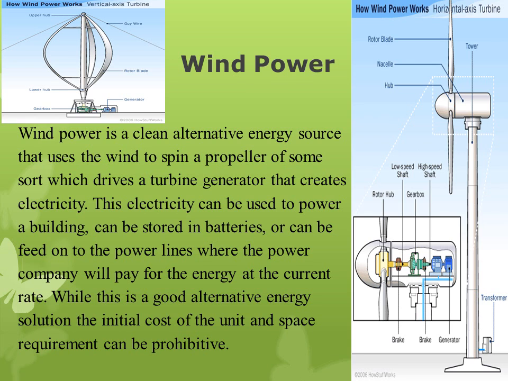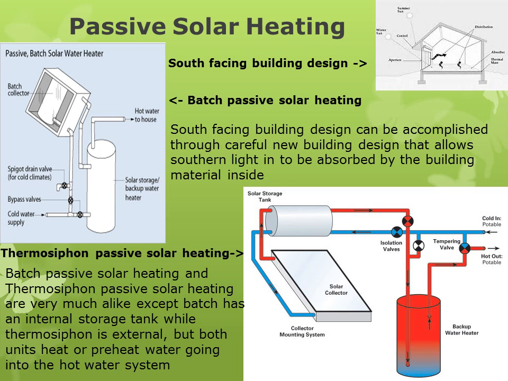Passive solar heating is the next alternative solution for businesses. You have south-facing building design, which relies on the building being built with the length of the building running east and west, with the narrow section of the building being north and south, and a lot of windows facing south with an overhang to block the sun during the summer.